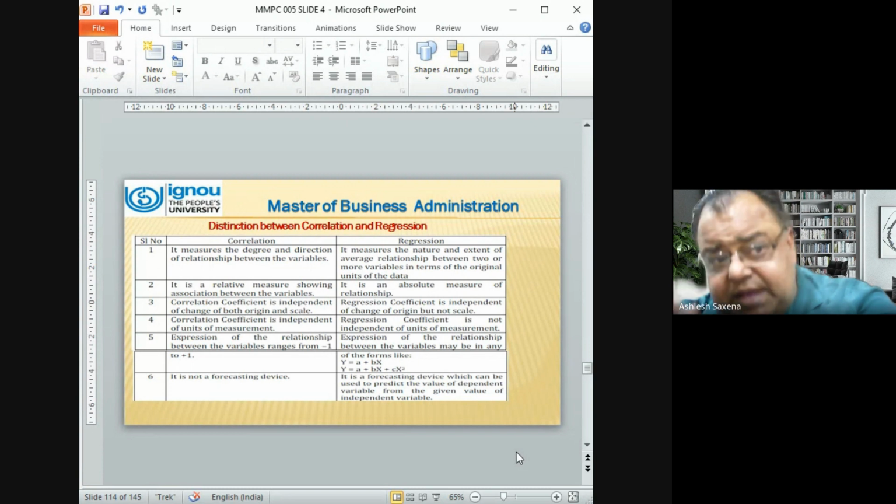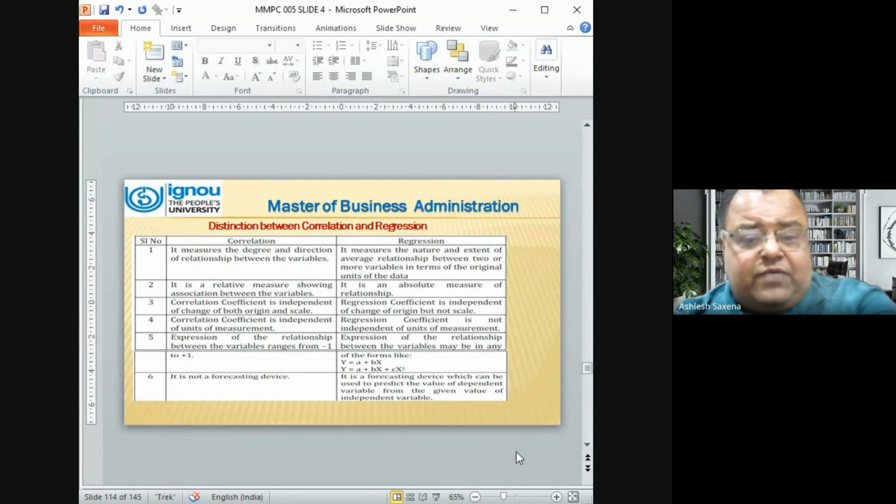It can be a linear relation, that is y = a + bx, or it can be a quadratic equation, that means y = a + bx + cx². It is a forecasting device which can be used to predict the value of the dependent variable from the given value of the independent variable. We will see how it works.